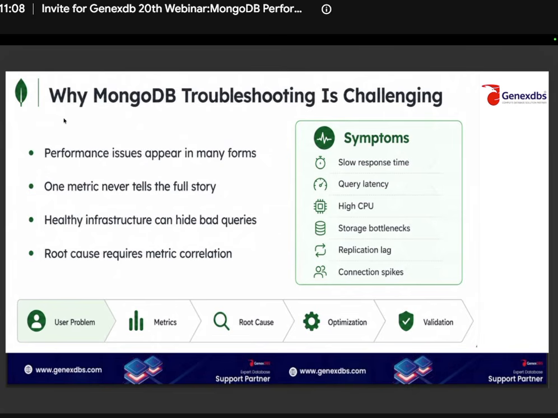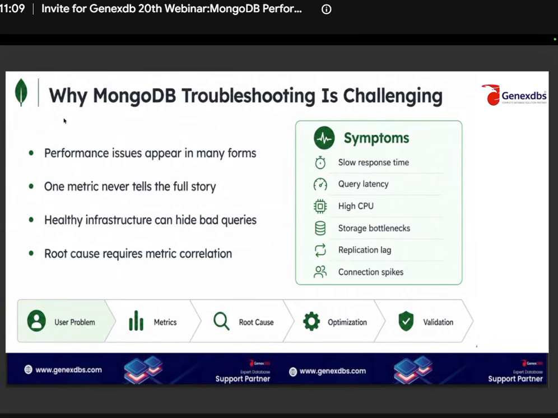MongoDB is widely used for modern applications because it provides flexibility, scalability, and high availability. But as application traffic grows and data volume increases, maintaining reliable database performance becomes increasingly challenging. Production issues can appear in different forms, like slow application response time, increased query latency, high CPU utilization, storage bottlenecks, replication lag, and connection spikes. One mistake we all make is that we assume a single metric will tell the story. But in reality, MongoDB performance issues are rarely caused by a single metric.